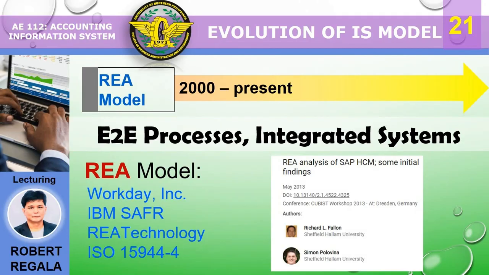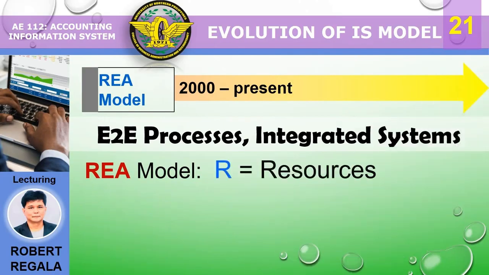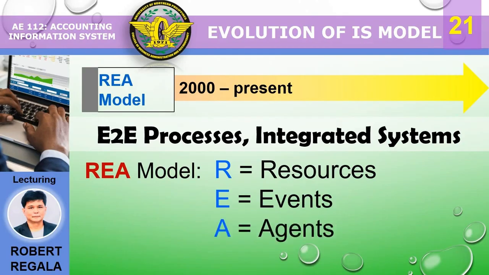REA treats the accounting system as a virtual representation of the actual business. In other words, it creates computer objects that directly represent real-world business objects. In computer science terms, REA is an ontology. The real objects included in the REA model are goods, services, or money, that is, resources. Business transactions or agreements that affect resources, that is, events. People or other human agencies, other companies, etc., that is, agents.